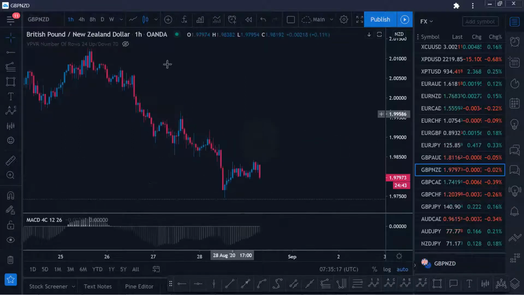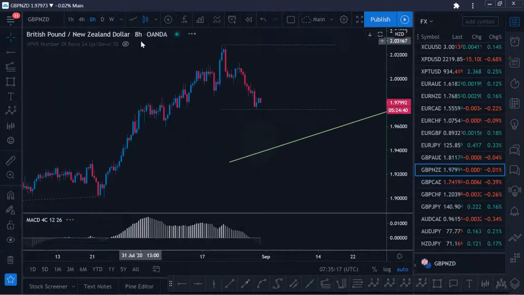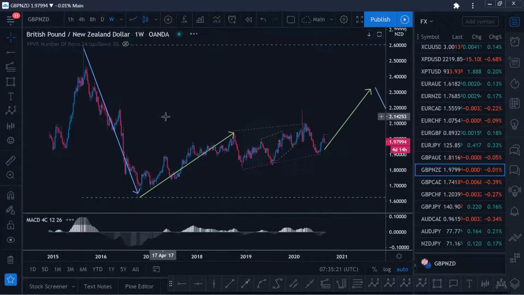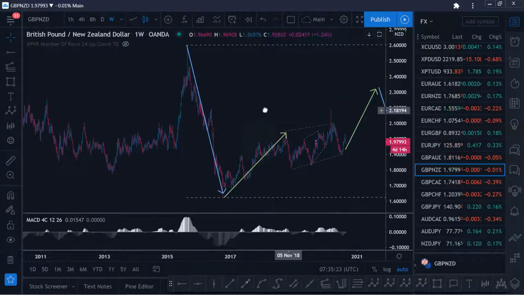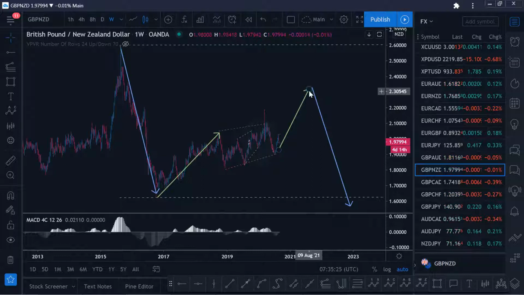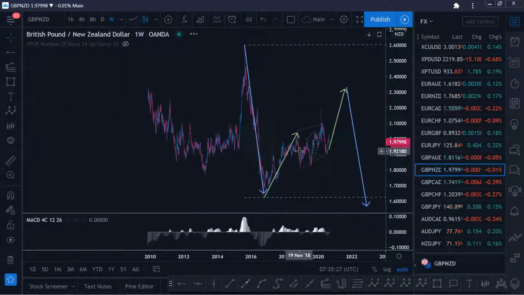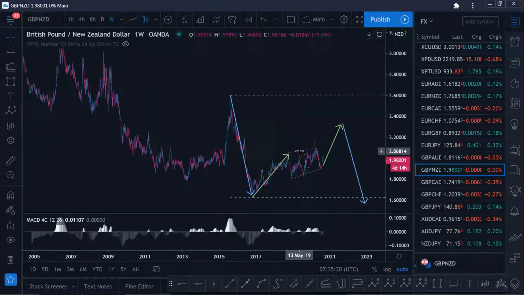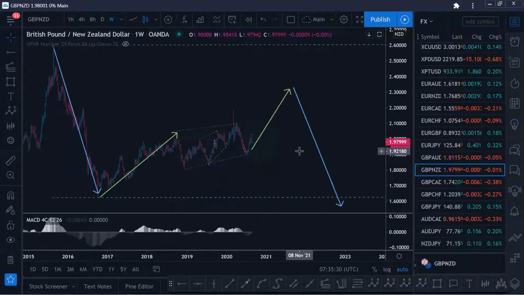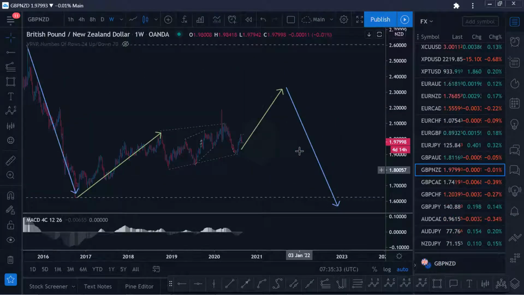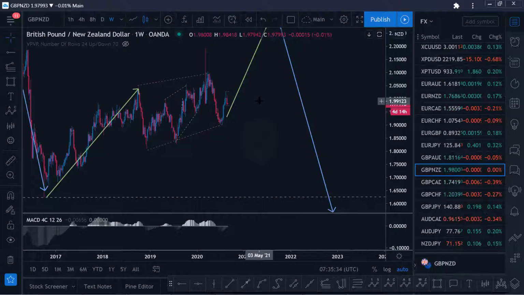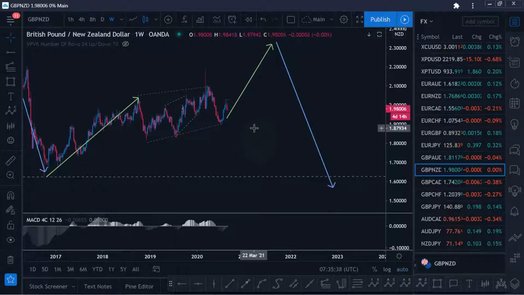Pound New Zealand, on a little higher time frame, is very similar. We have this impulse down, impulse up, choppy corrective price action, impulse up, impulse down. That's what I suspect we are looking at. So all of this is just a corrective move for continuation to the downside.